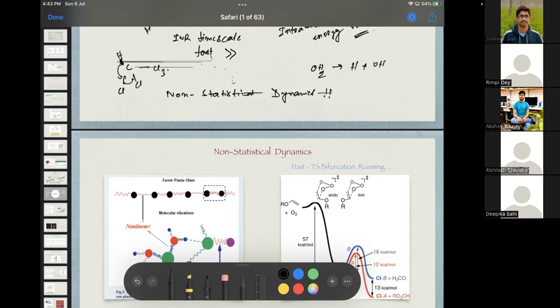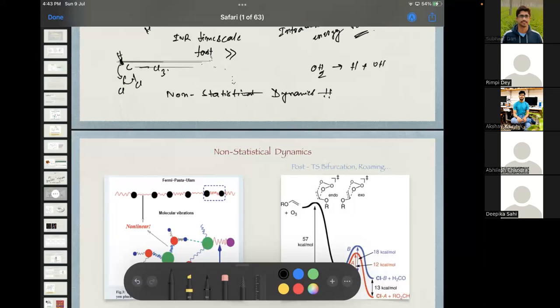Okay. So I'm saying that if I dump a certain amount of energy into a particular mode, instead of redistributing it into all possible vibrational modes, it might happen that the energy gets localized into another vibrational mode, and then from that vibrational mode the energy cannot transfer further.